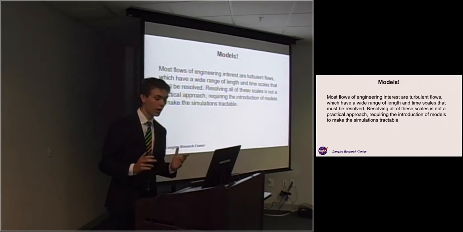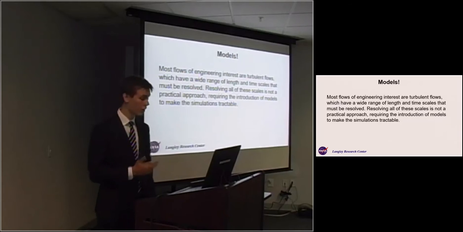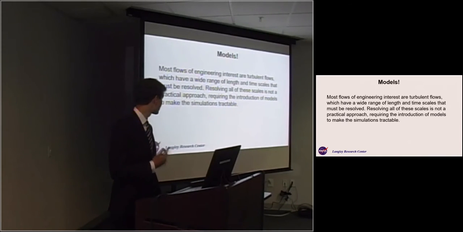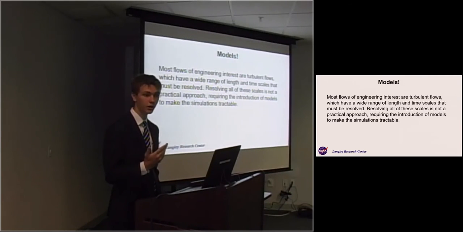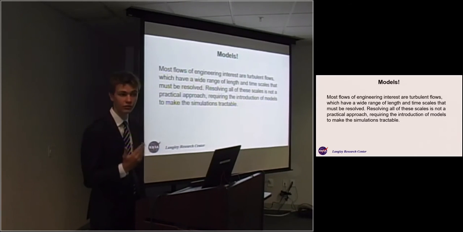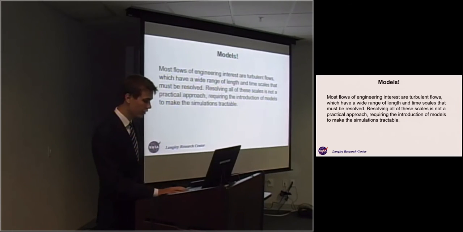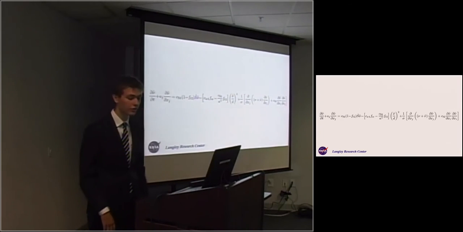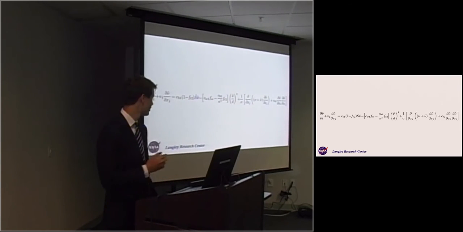We use models. Most flows of engineering interest are going to be what's called turbulent flows, and these have a wide range of length and time scales that must be resolved. We can't do that necessarily for every single time scale, so we have to use a series of models to make assumptions and simplify down the problem for us. Here's an example of one of the models that we use. This is called the Spalart-Allmaras model. It's still fairly intimidating. It's a differential equation, but it's a lot simpler, you can see, than the Navier-Stokes equations.